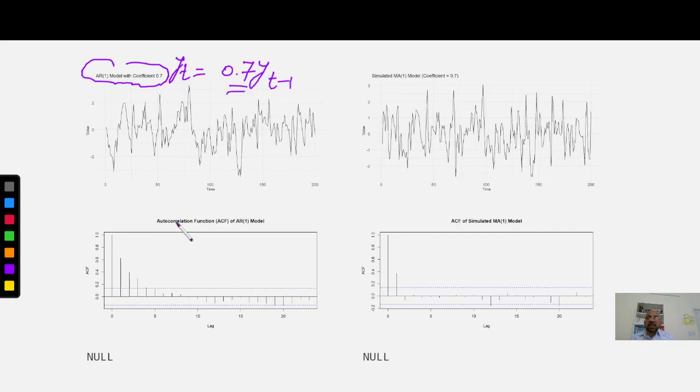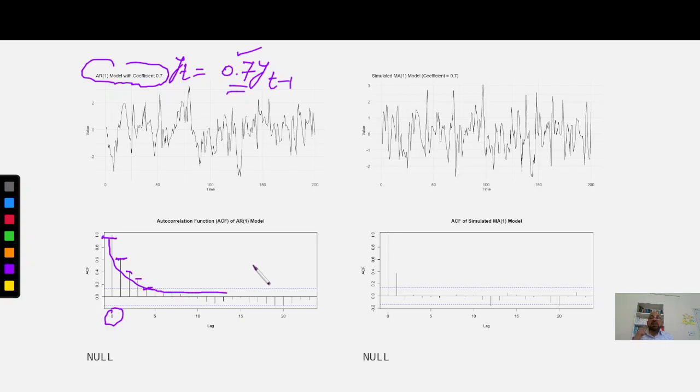Now, what is its autocorrelation function? If you recall my mathematical derivation from the video, you will see that its autocorrelation decays geometrically. At lag 0, it's always 1. At lag 1, it's 0.7. At lag 2, it's 0.7 squared. At lag 3, it's 0.7 cubed. So it is A1, A1 squared, A1 cubed, A1 to the 4th, A1 to the 5th. If you watched that video, you know it's a geometric decay.